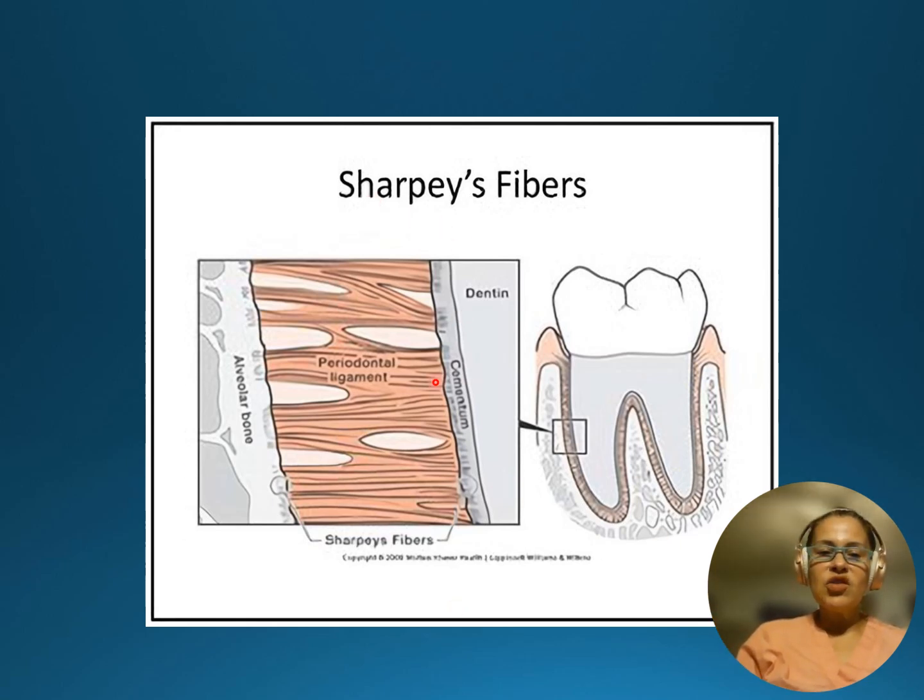So just remember where the sharpest fibers are. They're going to be onto the cementum of the tooth, and they're going to be into the alveolar bone. So that's where the periodontal ligament attaches. It's designed by nature to attach the ligament. But once the ligament is not there, it will be attractive to calculus formation too.